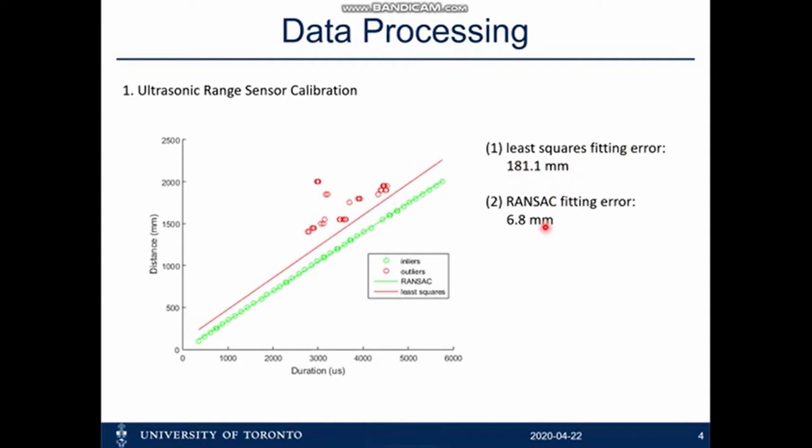So we adopt a random sample consensus-based algorithm to first extract the inliers, the good data points, from the noisy data points, and then apply the least squares fitting algorithm. You can see that the fitting error decreased dramatically.